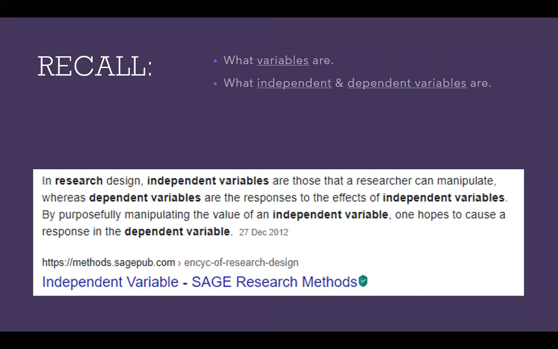Okay, so let's go. This is just a generic definition of independent and dependent variables nga I took out from Google. Just a quick search would do. So, if you can see here, independent variables are those that a researcher can manipulate, whereas the dependent variables are the responses to the effects. Take note of that phrase right there. By purposefully manipulating the value of an independent variable, one hopes to cause a response in the dependent variable.